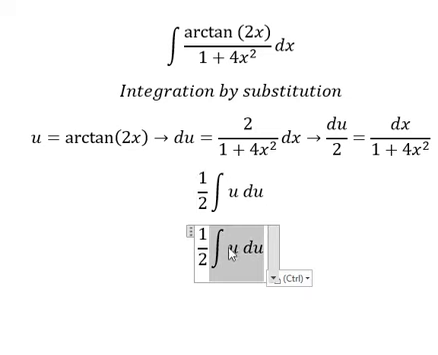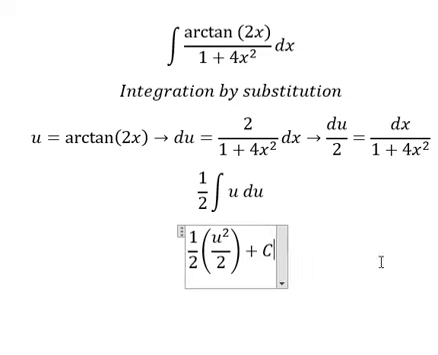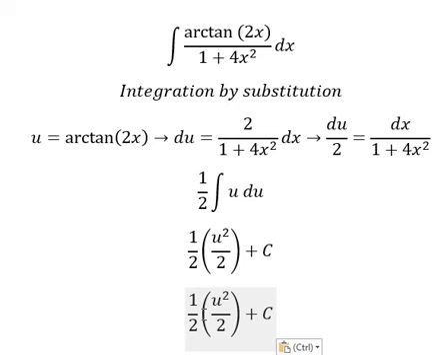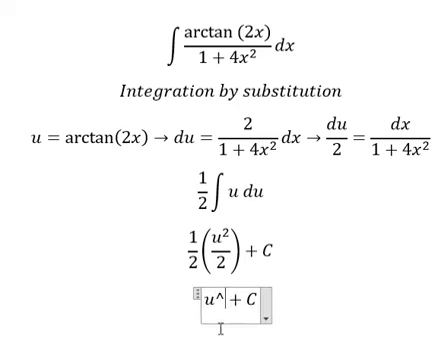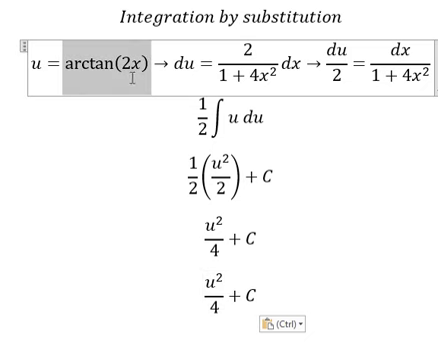So the integration of this one we have like this. So 2 and 2 we have 4. About u, that is about this one.